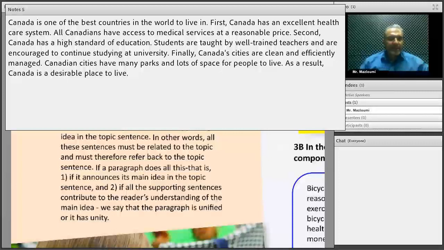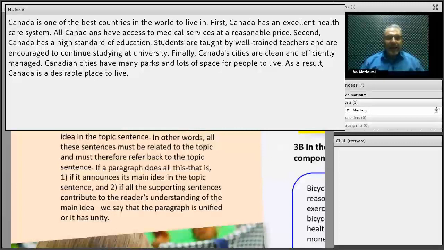So, this is a paragraph. Everyone, is there a topic sentence? Sure, there is. This is the topic sentence. All right. Canada is one of the best countries in the world to live in. Actually, it is the best, not just one of the best. So, the topic sentence is clear, and you see the supporting ideas. These are the supporting ideas.